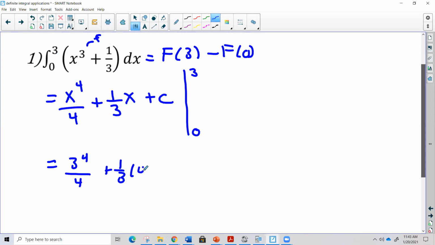Okay, and I only plug it in for x. I don't plug it in for c. Minus, and then I'm going to plug in my lower bound. Now, when you subtract, this has to be in parentheses because you're subtracting this whole quantity.